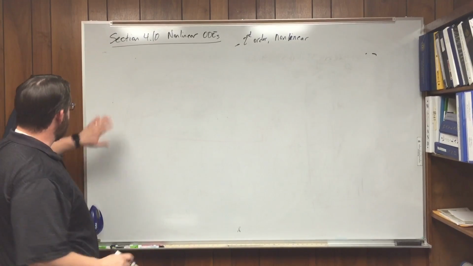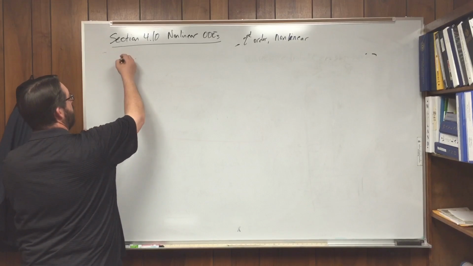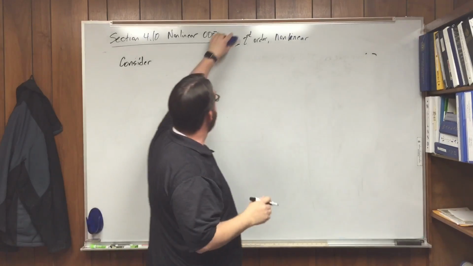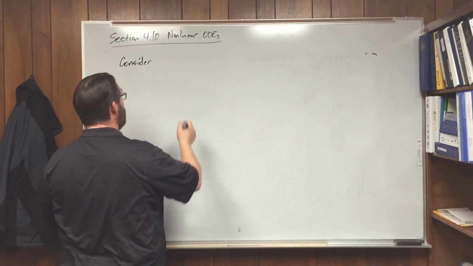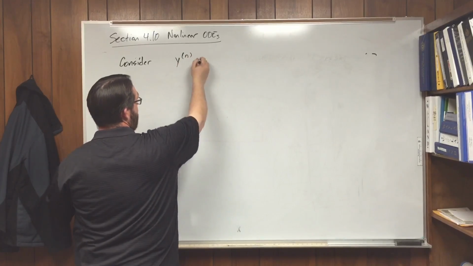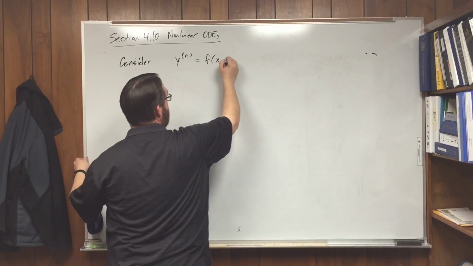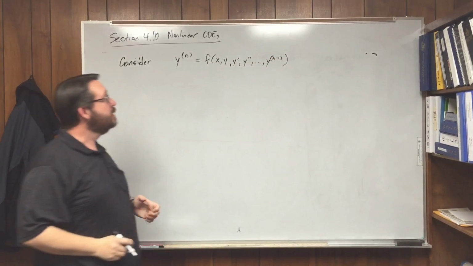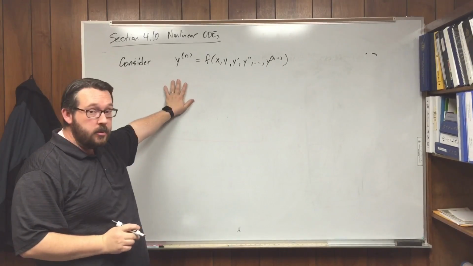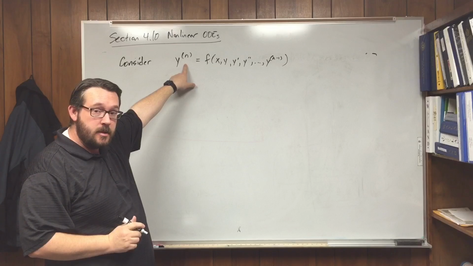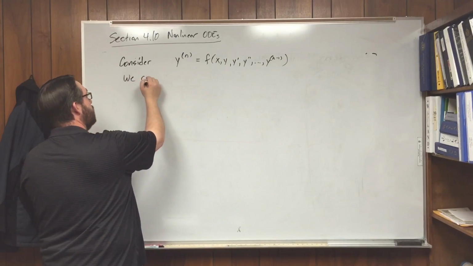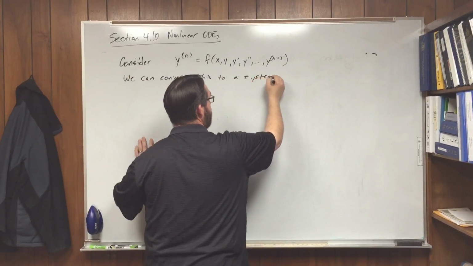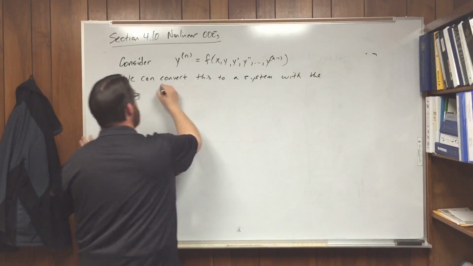Okay, so the last thing that I want to do is I want to take an equation that is in normal form. In fact, if we did nth order normal form, let's say we had something like this, equals f of x, y, y prime, y double prime, all the way out to y to the n minus 1 derivative. So an nth order differential equation in normal form, meaning solved for the highest derivative. I can convert this to a system with the following substitutions.